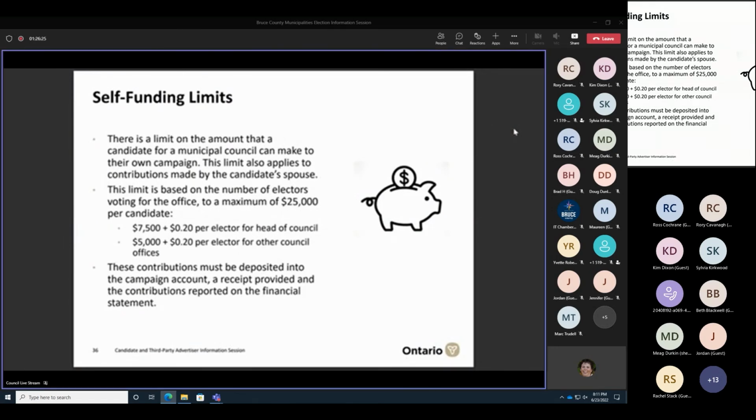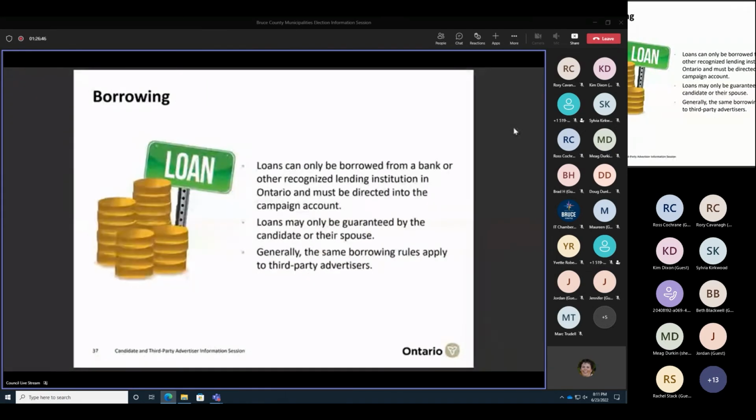If the formula works out to a number that is over $25,000, they still get the $25,000 limit. If the formula works out to less than $25,000, then they get whatever the formula works out to. There are no self-funding limits for school board candidates or third-party advertisers. Next slide, please. Thank you.